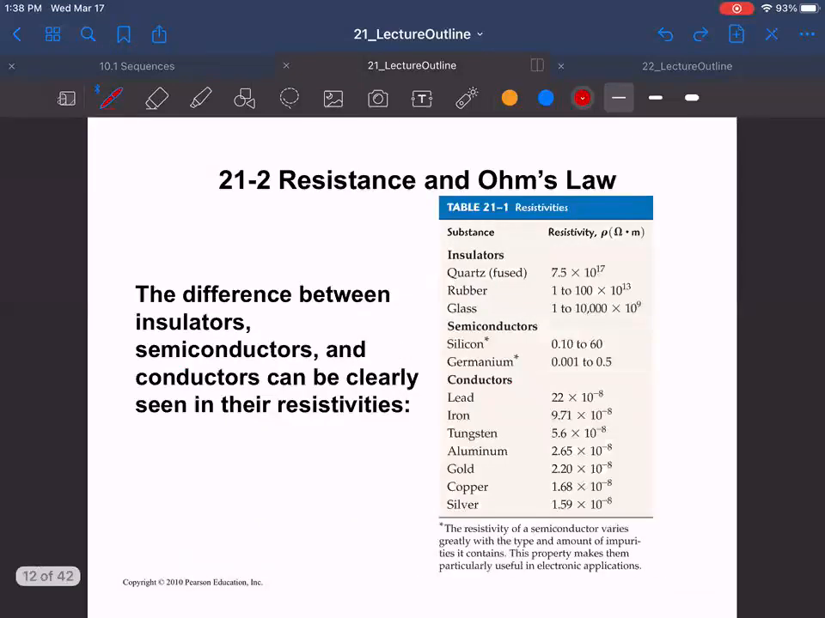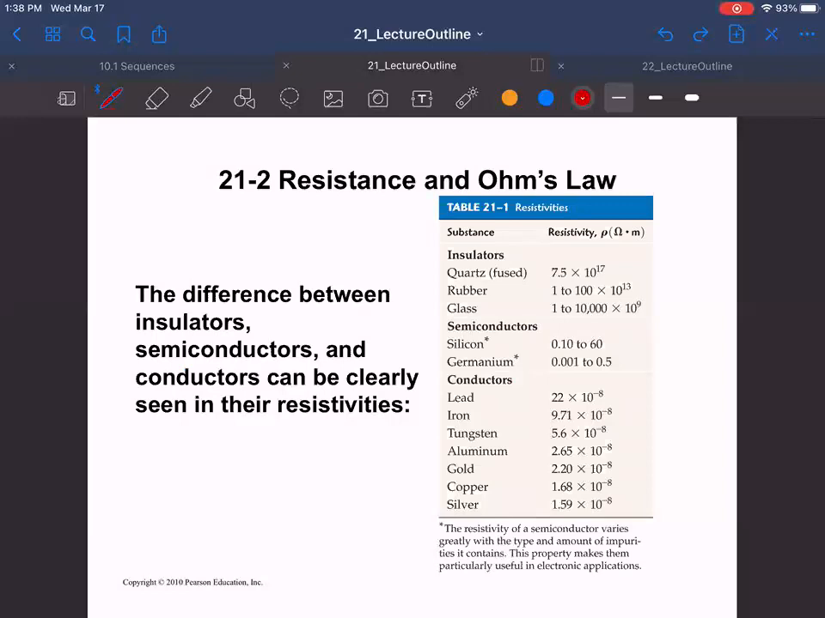Okay, here are some resistivities of different materials, different insulators, semiconductors, and conductors. You notice the resistivity is very high for the insulators, especially compared to the conductors. And then the semiconductors, it depends on how you dope them. They can be conductors or not conductors, depending upon the impurities or lack thereof in them.